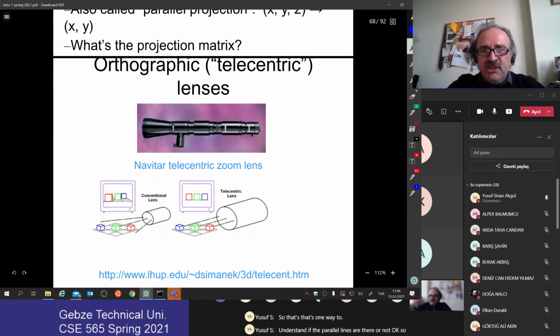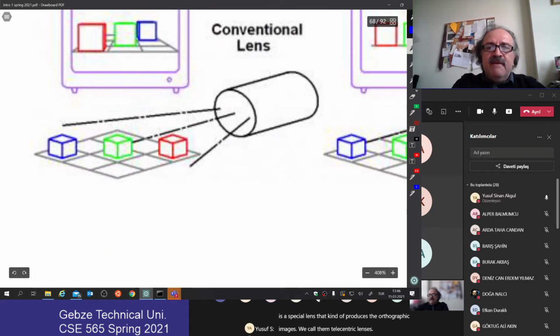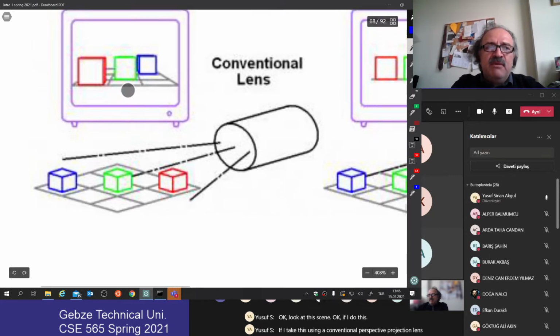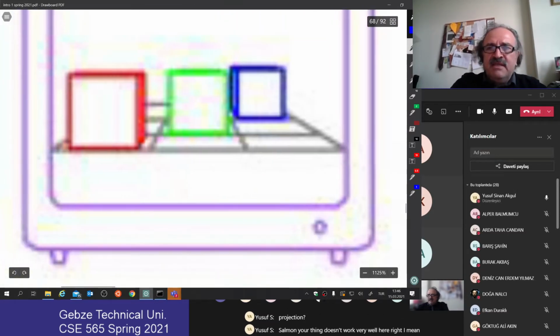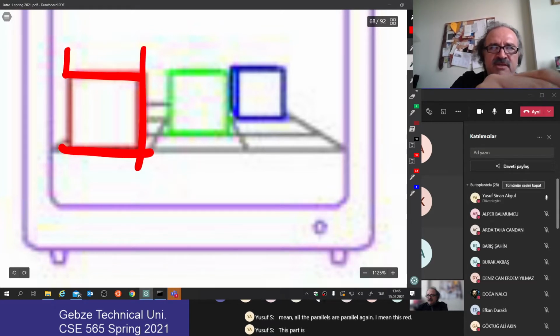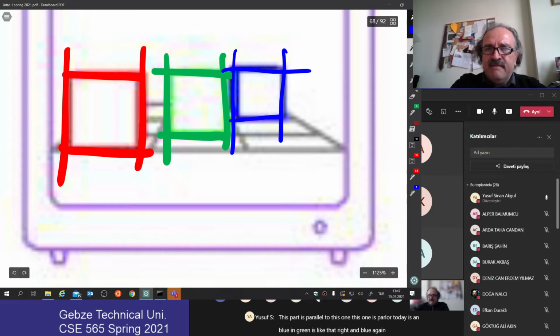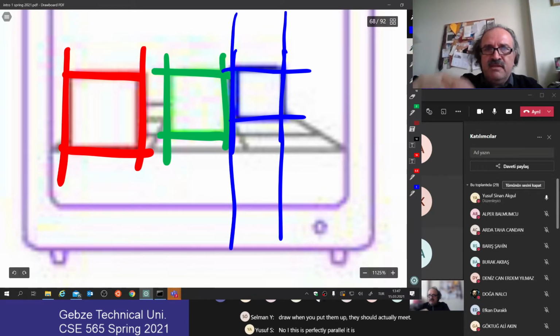There is a special lens that produces orthographic images. We call them telecentric lenses. Look at the scene. If I take this using a conventional perspective projection lens, this would be the image that I see, right? So what do you see? How do you know that this is a perspective projection? All the parallels are parallel again. This red part is parallel to this one, and blue, green is like that, and blue again. Parallels are parallel. But their extensions will eventually meet, right? The lines you draw, when you extend them, should eventually meet. No, well, this is perfectly parallel. It is not going to intersect, right?